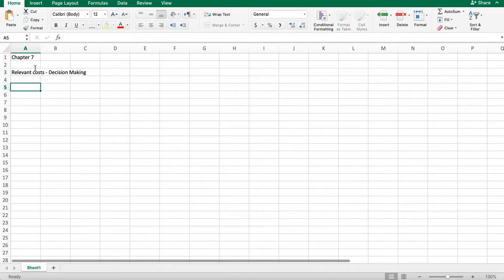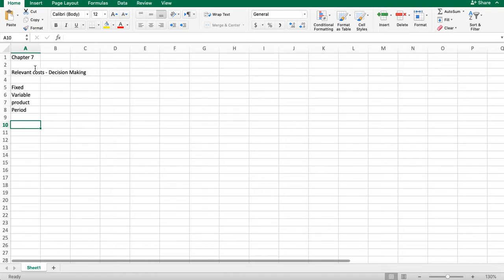What we do in this chapter is, again, use those same costs that we've been talking about all semester: fixed, variable, product, period, all those costs. We use those to make decisions. For example, we get a special order. Do we have the capacity to fill that order? If we do, can we offer it a special price? And why would we offer it a special price?